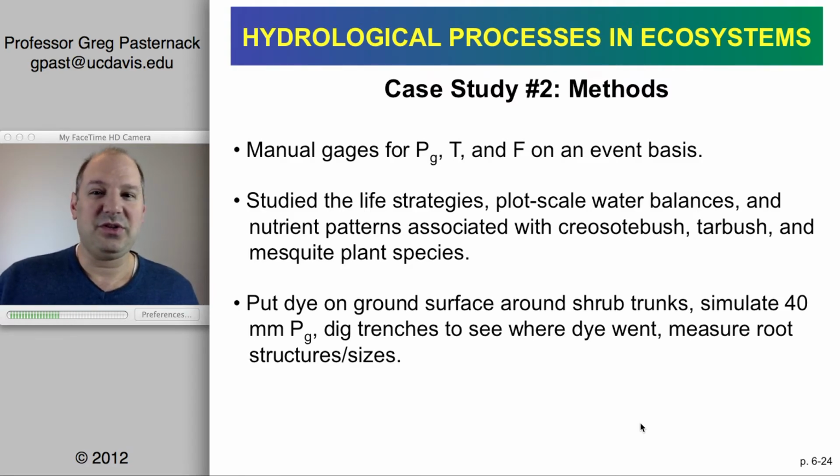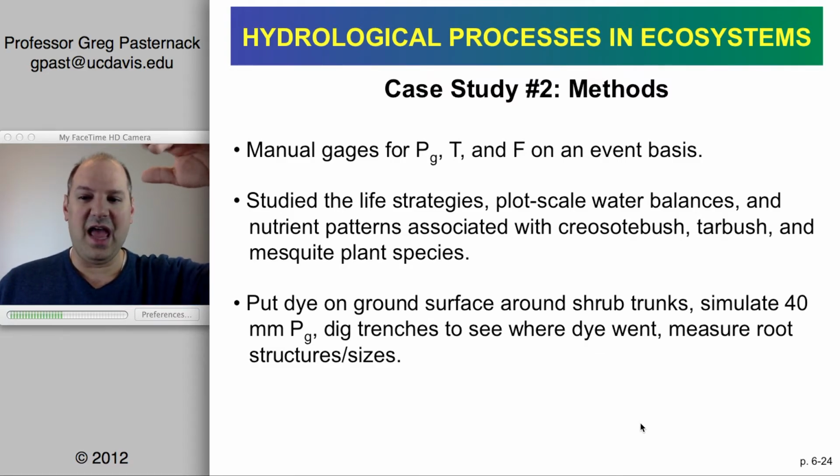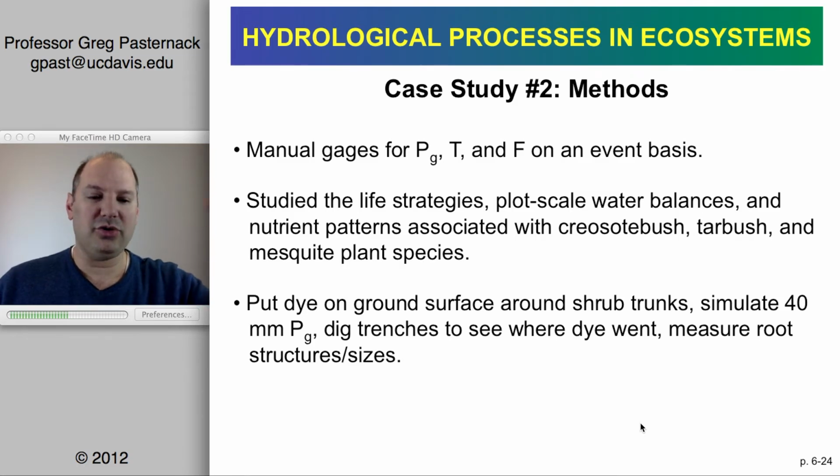So dye is just what it sounds like: put some kind of colored liquid on the ground surface or in rainwater, and sprinkle that down using what's called a rainfall simulator. You just have these nozzles allowing the water to rain out onto the tree. And as that happens, some of the dye will just fall in the soil, some of it might get funneled as stem flow, and then you just trench into the soil when the system dries out and you see where the dye is.